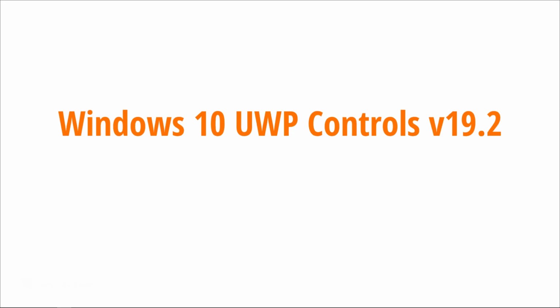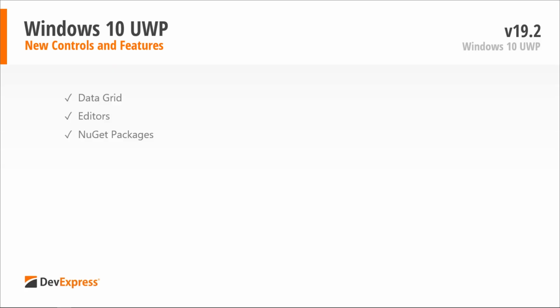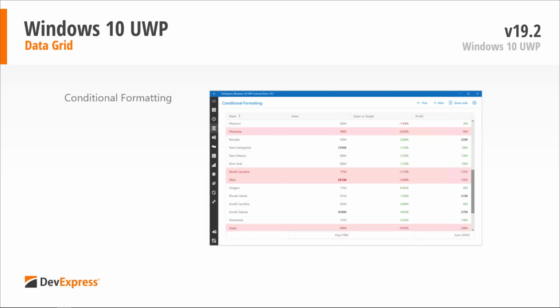Where did you go? So looking at the changes to Windows 10 UWP controls in version 19.2, first we're going to take a look at the data grid. And within the data grid, we've got conditional formatting. So we have full support, which allows you to change the appearance of individual cells and rows based on specific conditions. And also with the data grid, we have synchronous row rendering.